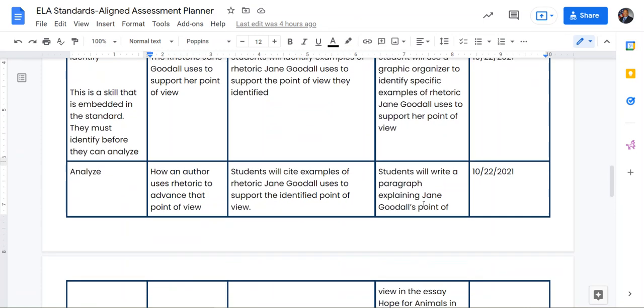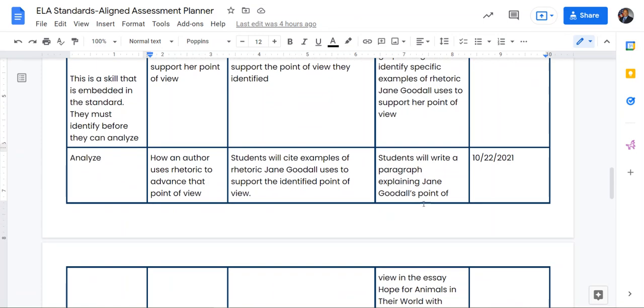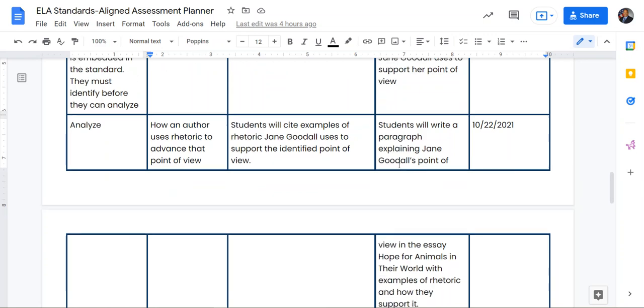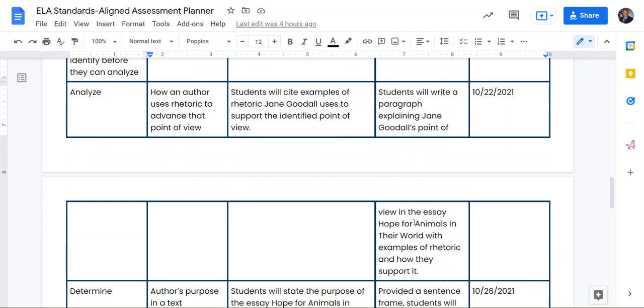And then our assessment for analyzing, we're getting into some writing here. So our analysis would be written in a one paragraph assignment. So students will write a paragraph explaining Jane Goodall's point of view in the essay Hope for Animals in Their World with examples of rhetoric and how the rhetoric supports this point of view.